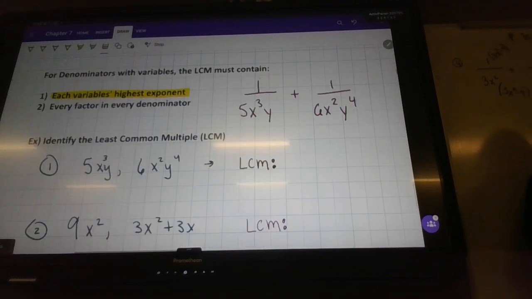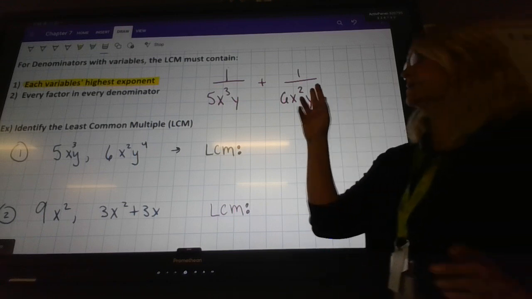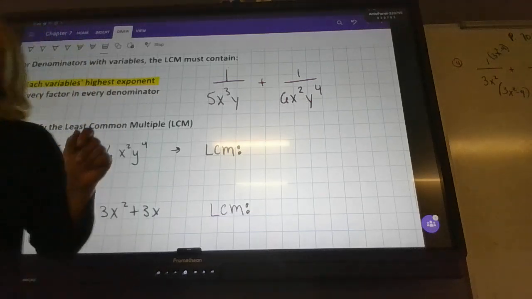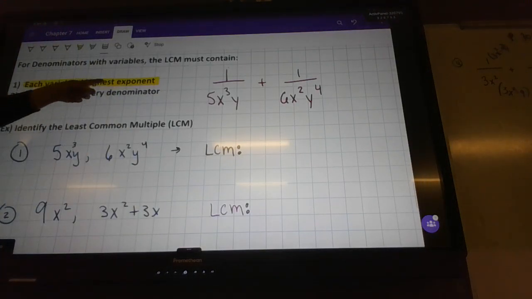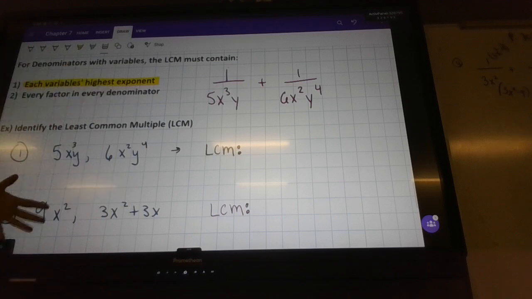Okay. So for denominators with variables, the LCM must contain 2 criteria. It has to contain every variable's highest exponent. So when you're trying to decide what will the common denominator be, pick the highest exponent. And it also has to include every factor in every denominator. So we're just going to list everything in our common denominators.